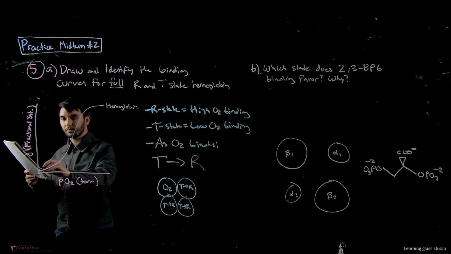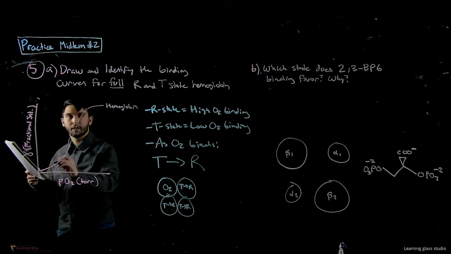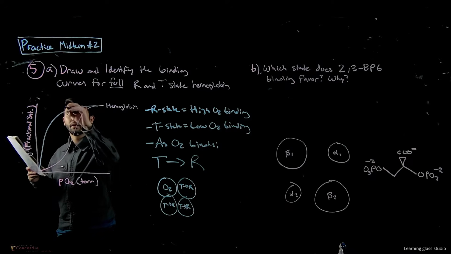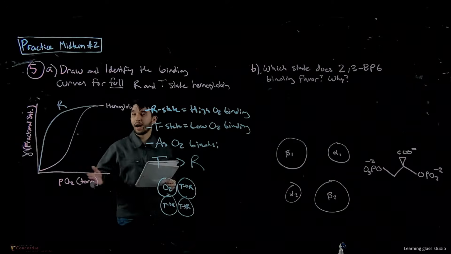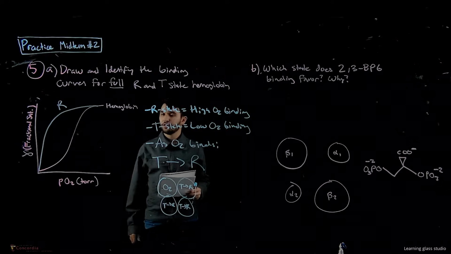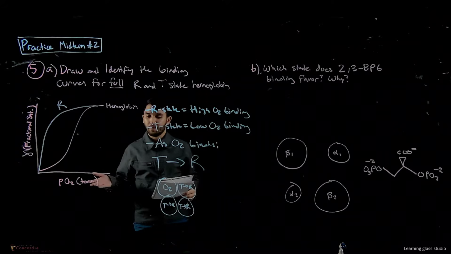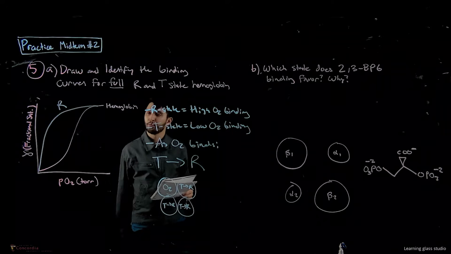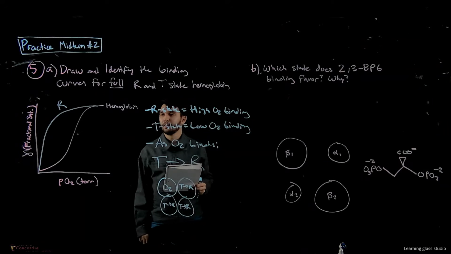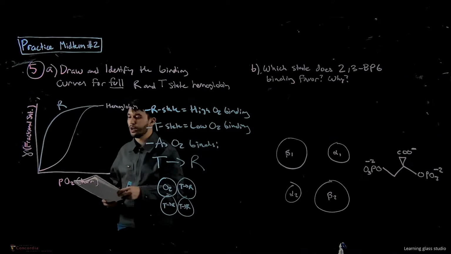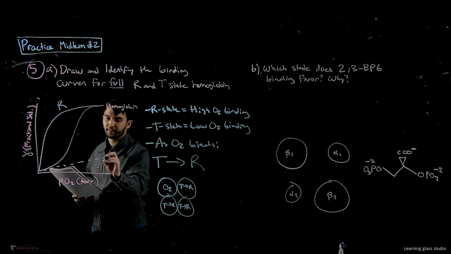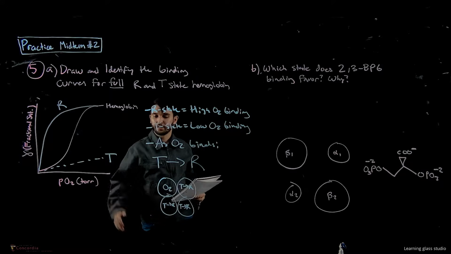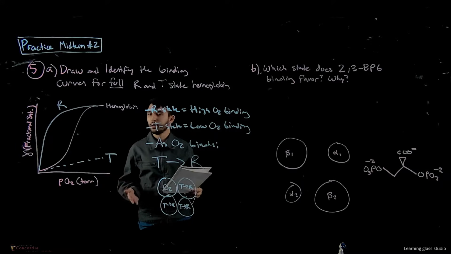So if we draw what this looks like, the full R state will look something like this. It has a much higher ability to bind oxygen. It kind of looks like the myoglobin curve because it's able to pick up oxygen very quickly at low partial pressures of oxygen, with very high binding affinity for oxygen. The T state is much lower, so the T state will look something like this. Regardless of partial pressure of oxygen, it doesn't want to pick up oxygen much.